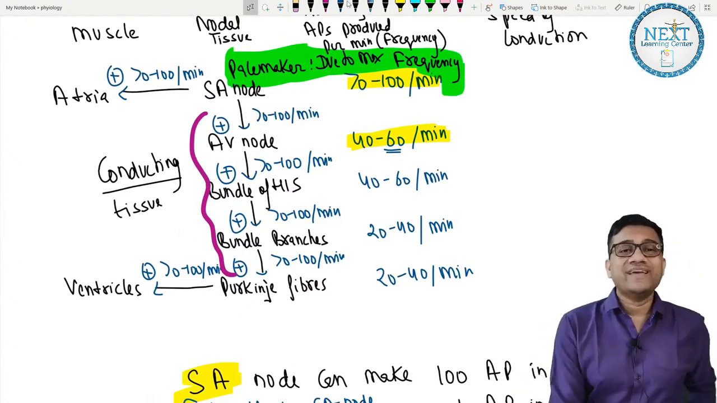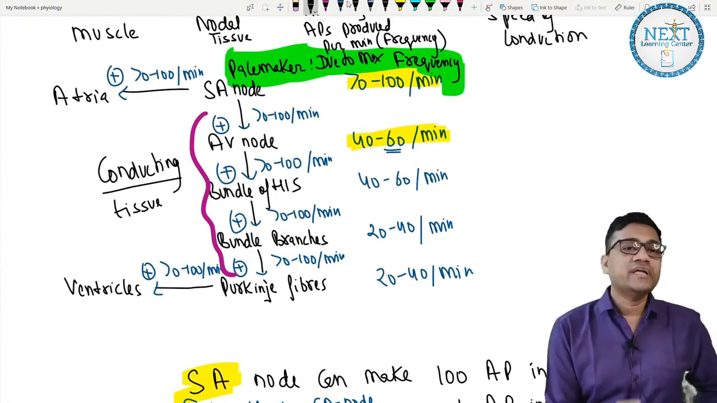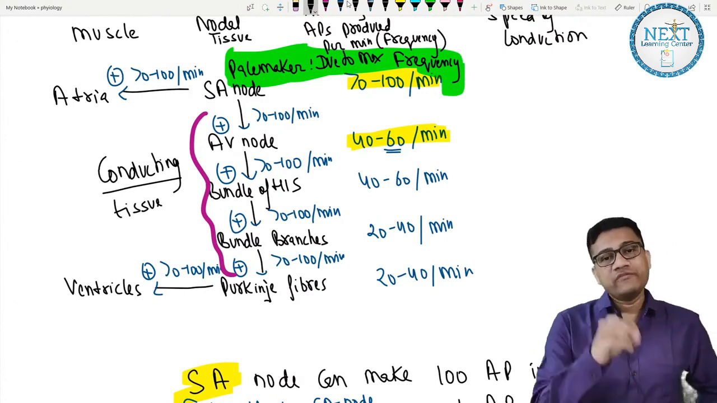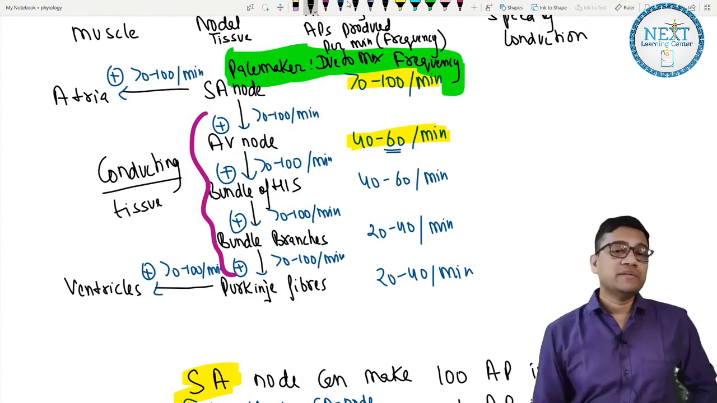Yes. So in case there is a problem in the SA node, the AV node can become the pacemaker, or if the AV node is blocked, the His can become the pacemaker.